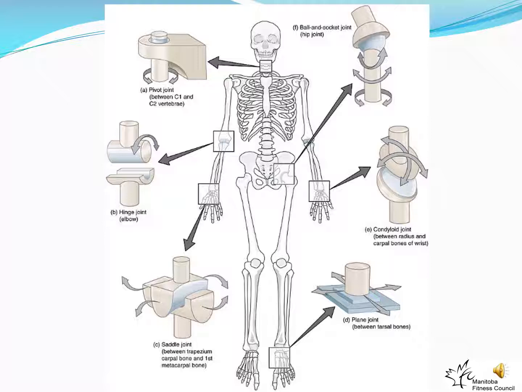Okay. And then the last one is going to be a plane joint. They are mentioning here that it's between your tarsal bones. Those are your ankle joints. But you'll also find them between your carpal bones, which is your wrist joint. So be comfortable with the types and where to find them.